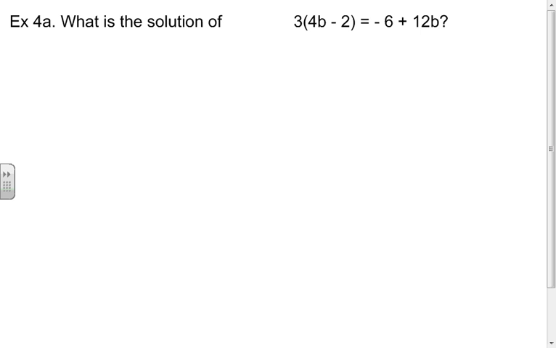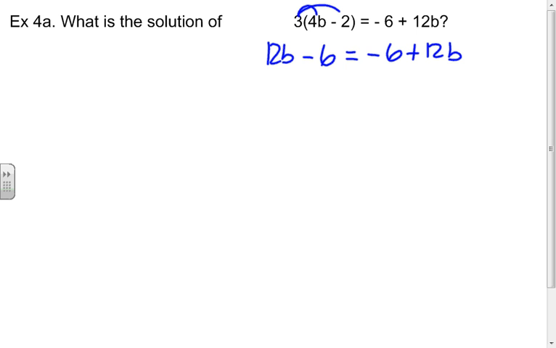Two examples left. Here's the first one. What is the solution of that equation? First thing you notice, distributive property. So we have to take care of that. 3 times 4 is 12b. 3 times negative 2 is negative 6. On the other side, we have negative 6 plus 12b. That just stays the same. I have variables on both sides. Look for the biggest coefficient. Well, on the left, the coefficient is 12. On the right, the coefficient is 12. They're the same. I can move it to any side that I want. Okay? I'm going to move all my variables to the left.